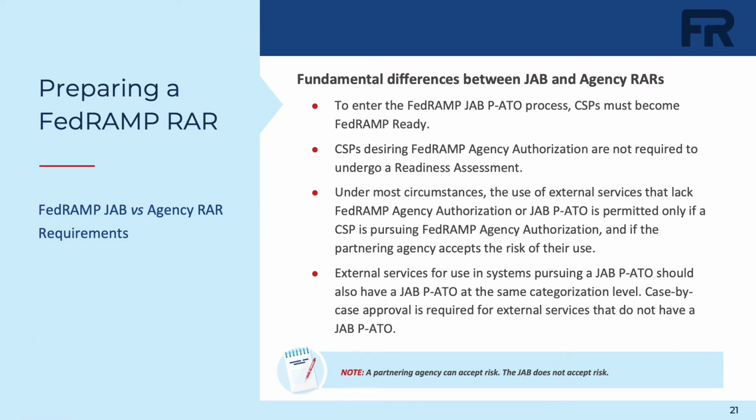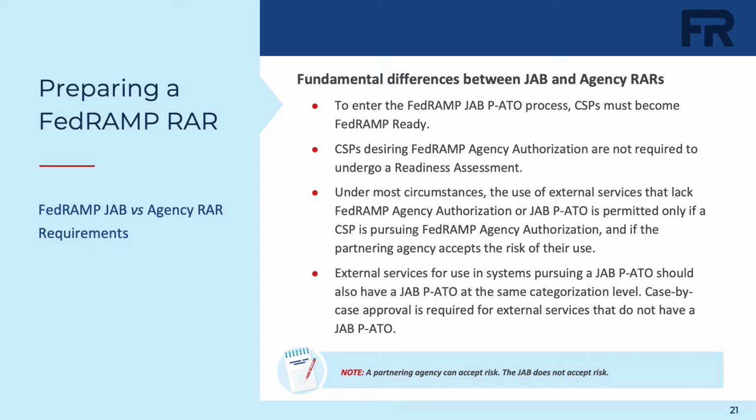Now let's take a look at the differences between JAB and agency RARs. Although there are certain fundamental differences between these two, a RAR is always the 3PAO's responsibility. And if a system is truly FedRAMP ready, the RAR provides a full story of the system with no pieces missing. The PMO relies on the 3PAO's expertise to judge the readiness of a system.